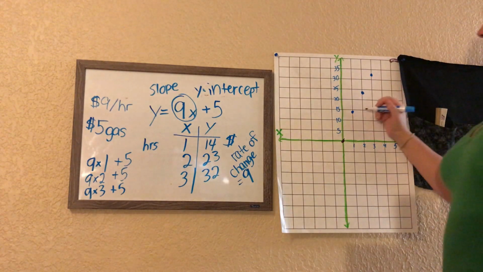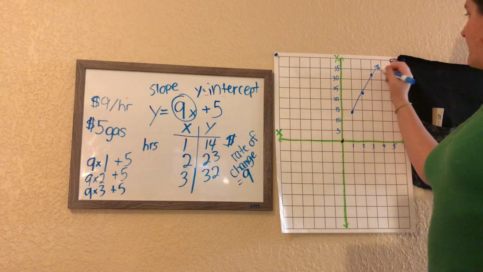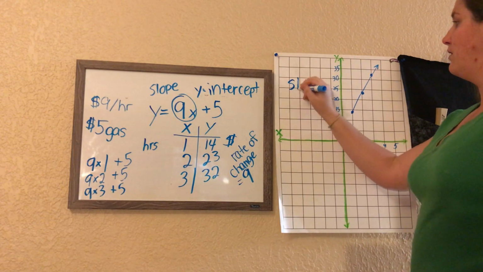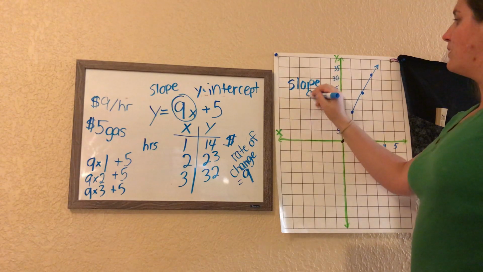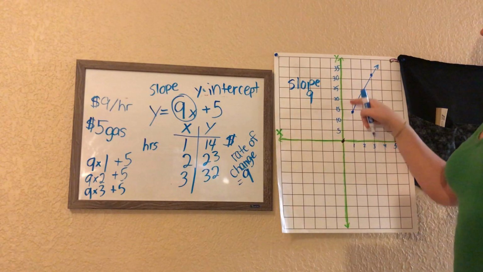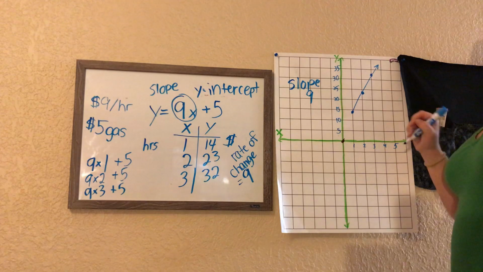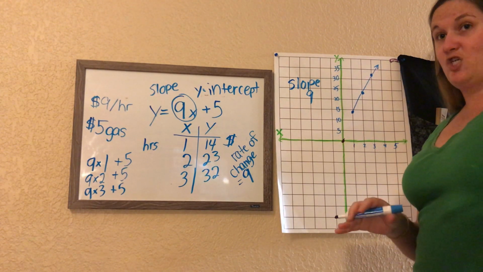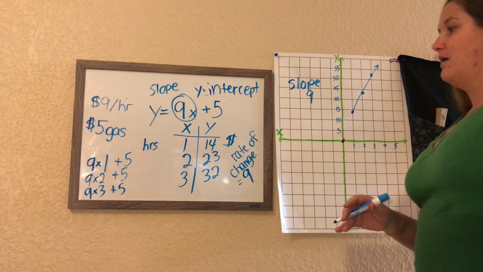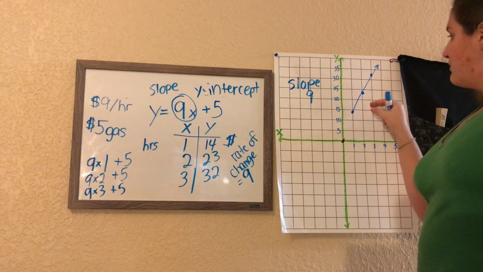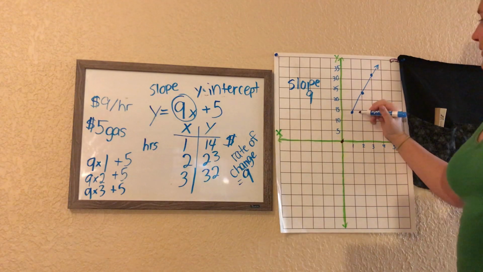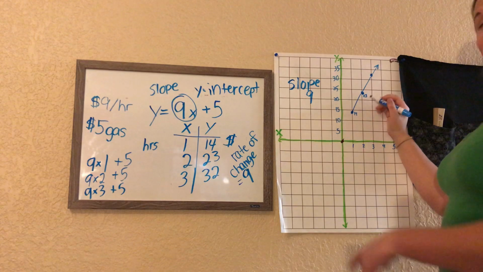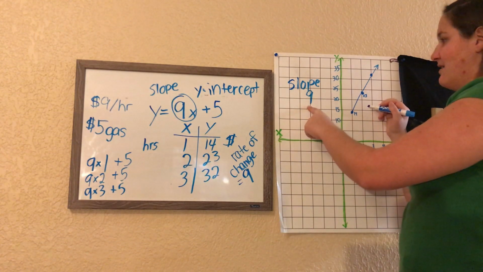If I'm to connect these, I should see a straight line. Okay, so my rate of change, or my slope, was 9. Why? I went up 9, I went over 1. I went up 9, over 1. So this is something that we're actually able to count out, okay? If I had smaller boxes here, I'd literally be able to count it, but you can say to yourself, what's the difference between 14 and 23? Isn't that difference 9? Yes, okay?